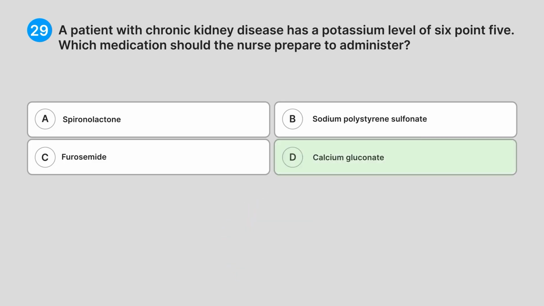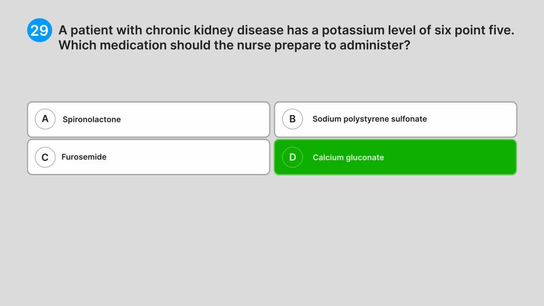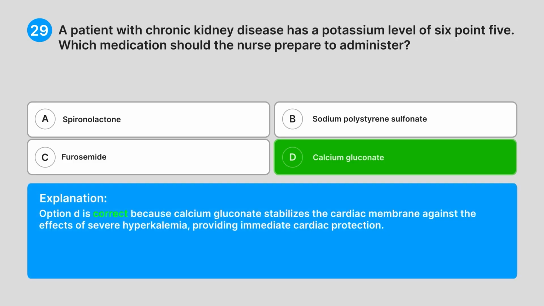Correct answer, D. Calcium gluconate. Explanation. Option D is correct because calcium gluconate stabilizes the cardiac membrane against the effects of severe hyperkalemia, providing immediate cardiac protection.